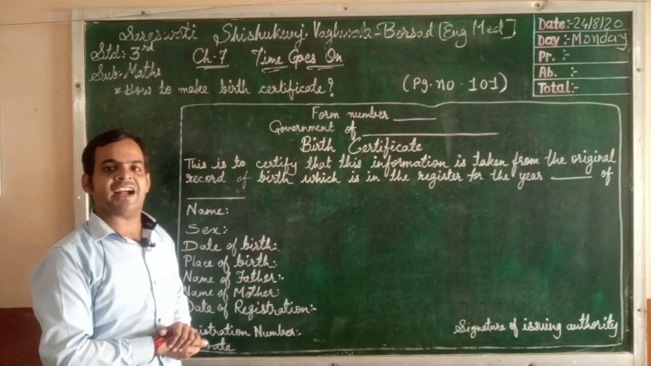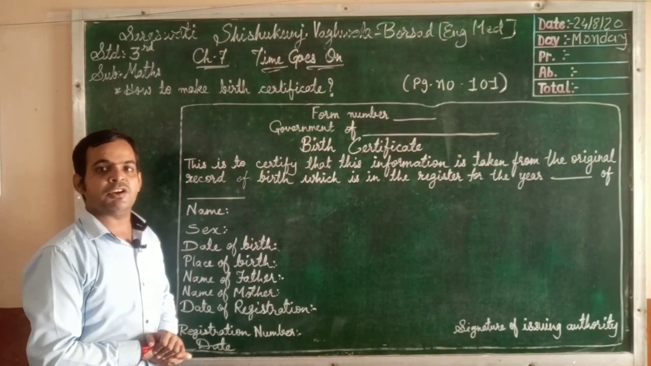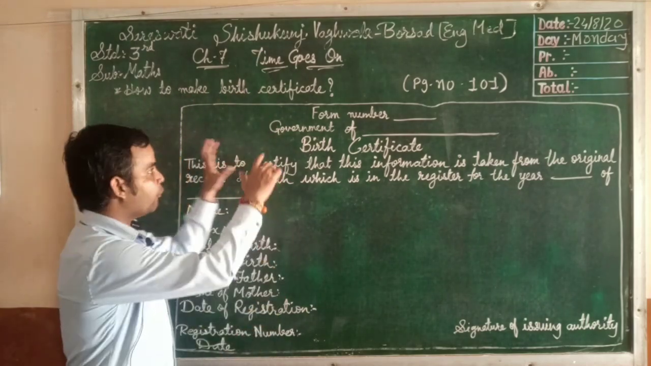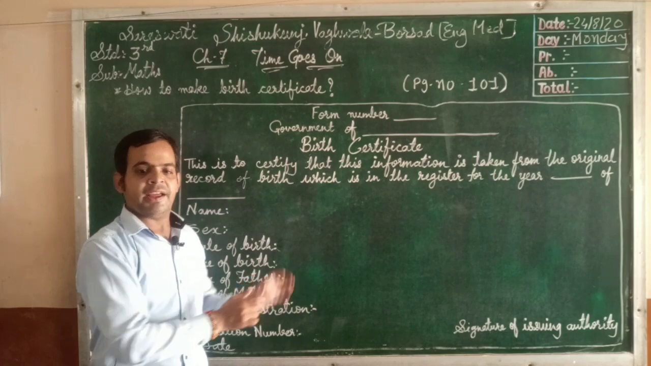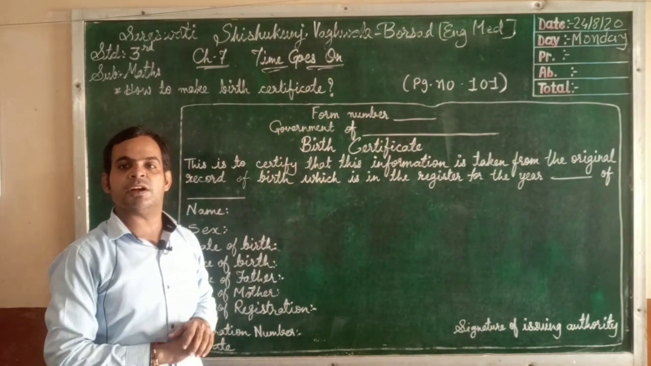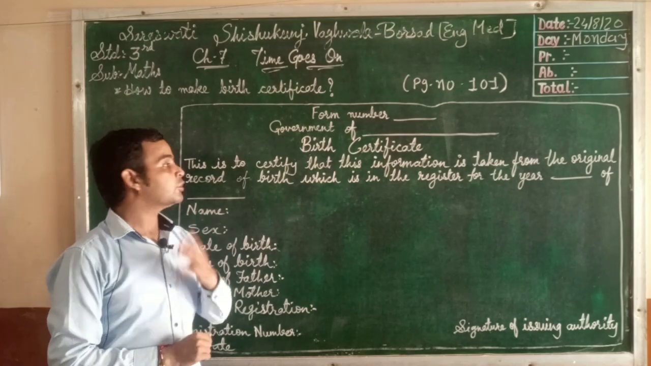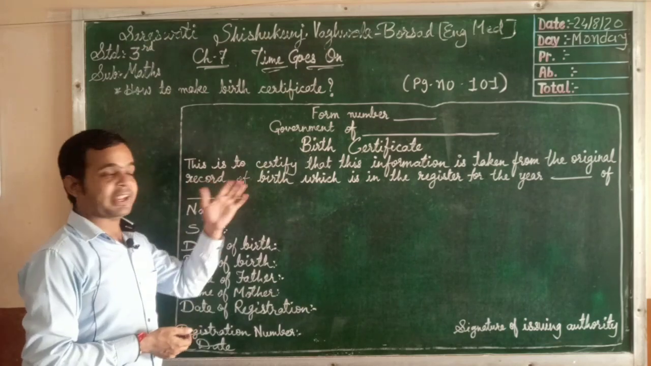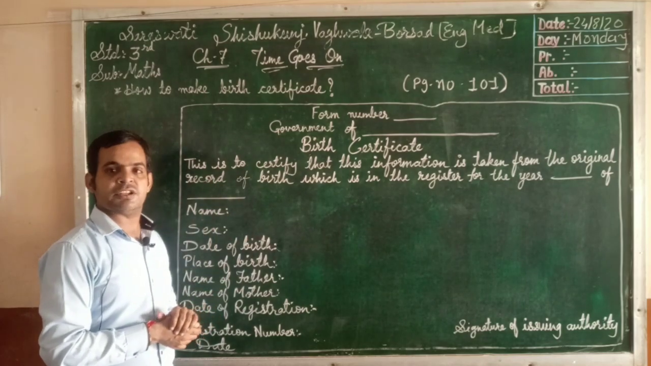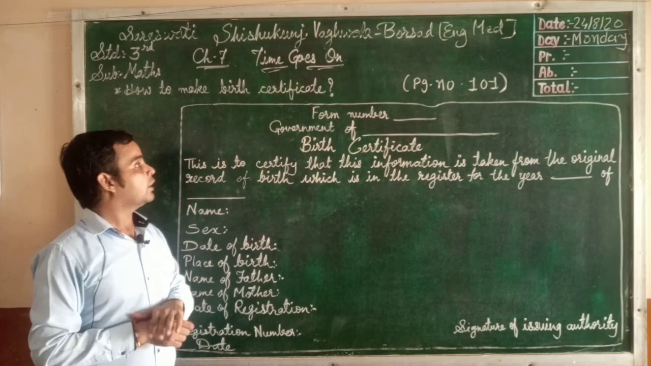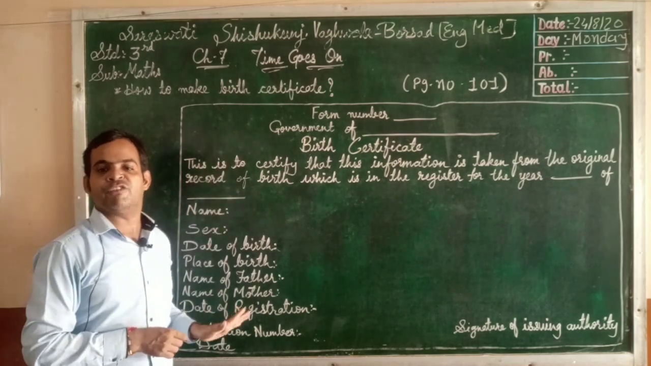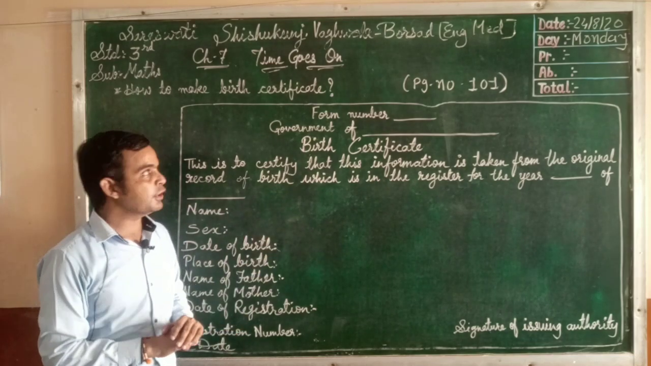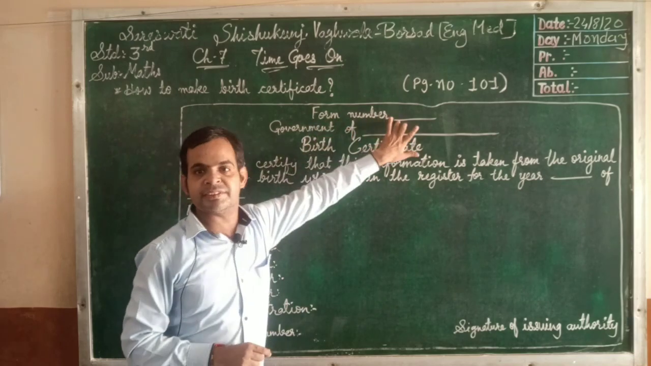Now let's start our new topic, which is how to make a birth certificate. Here one form of a birth certificate is given, and you have to fill in all the information. You already have a birth certificate at your home, so you can fill in the information using that birth certificate. First of all I will read the whole information, and then we fill in the birth certificate. In the first number, the form number is given.